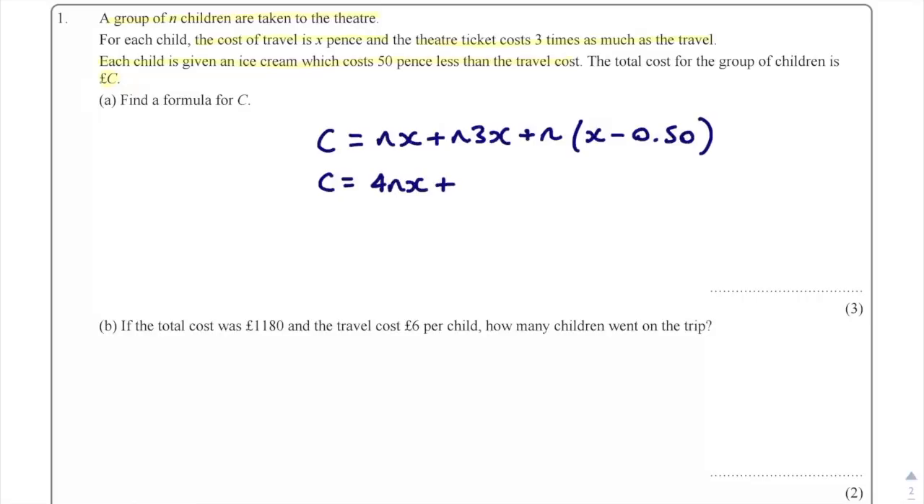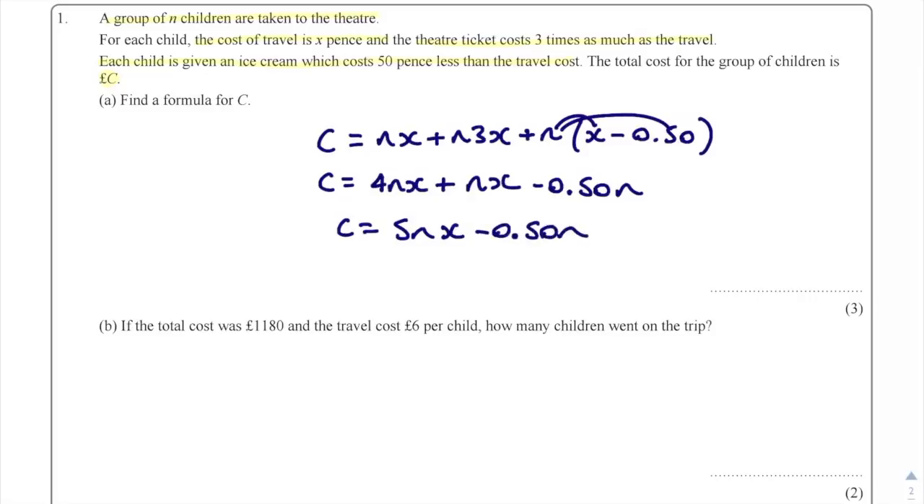Then if we expand the brackets, we're going to get n times x, so that's going to be plus nx. And we're going to get n times minus 0.50, which is minus 0.50n. And then if we simplify this, we're going to get 5nx minus 0.50n. And then what we can do here is we can factorise out an n. So we get n multiplied by 5x minus 0.50. And that is our answer for part A.